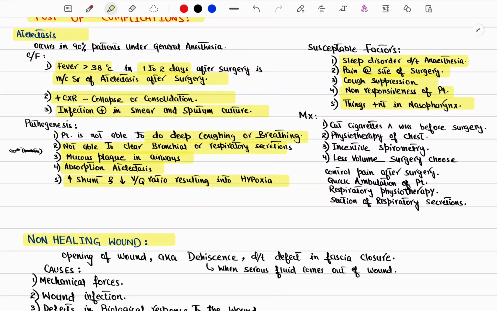Management: we know that 8 weeks before surgery the patient should stop smoking. Physiotherapy of the chest should be started, incentive spirometry should be started, and low volume surgery should be performed. Controlled pain, quick ambulation, respiratory physiotherapy, and suction of respiratory secretions should be done in these patients to prevent them from undergoing atelectasis.